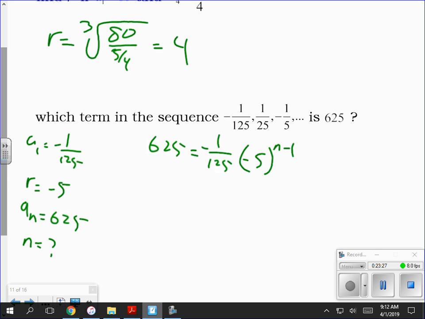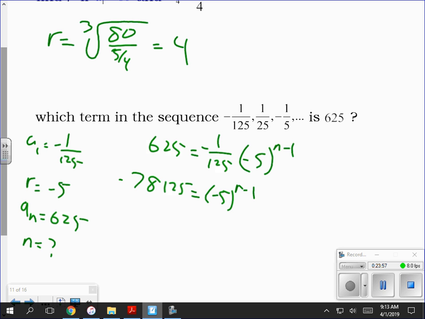So 625 times 125 equals 78125. 78125 is equal to negative 5 to the n minus 1. I almost screwed that one up. And this is also a negative 2. But, so I can kind of ignore the negatives on this. I'm okay as far as that goes. 5 to what power gives me 78125?